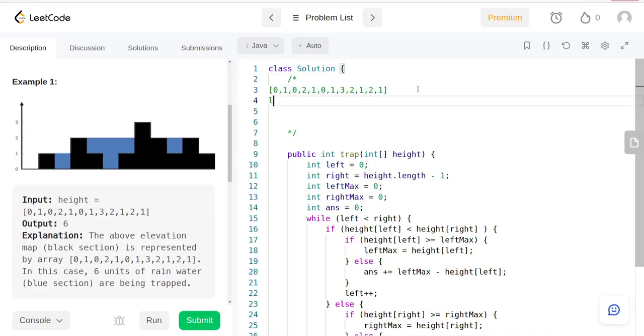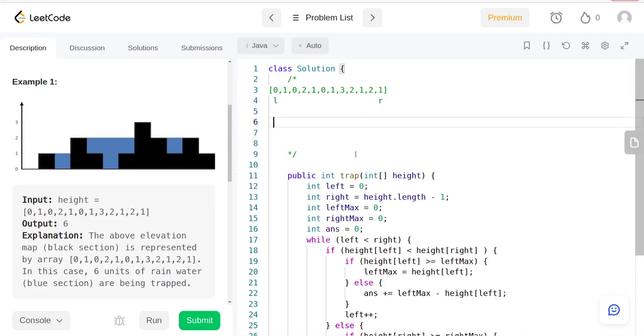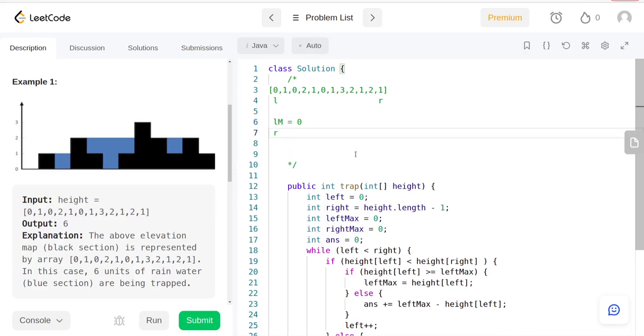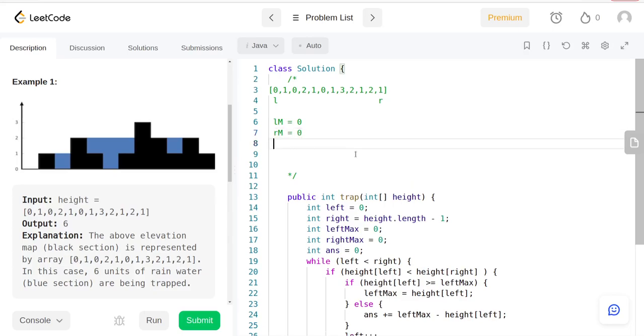Okay, so our left index is going to be here, the right index is going to be here. We're going to have a couple of things: our left max initiated as 0, right max initiated as 0, and the answer is going to be 0. We're going to keep doing this as long as the left is less than the right. The first thing we want to check is whether the height of the left is less than the height of the right. Yes, in this case, the height of the left is less than the height of the right. So we're basically processing the left hand side. The right is not going to be altered in any form or way.